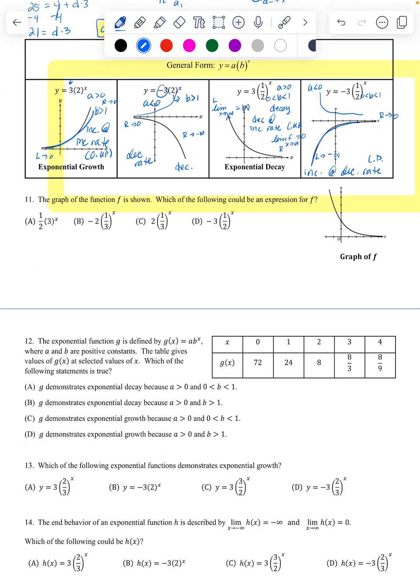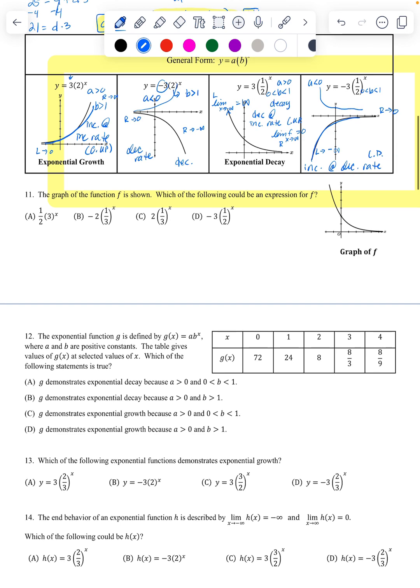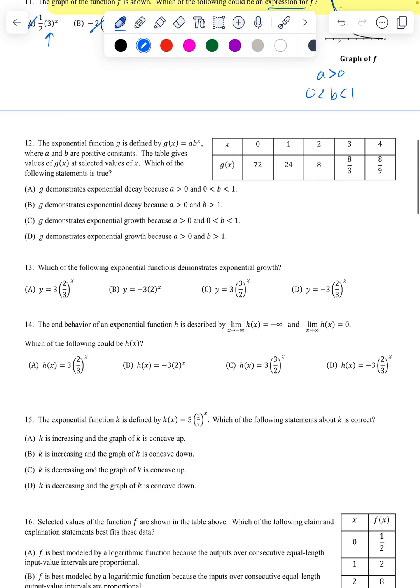Here we have a multiple choice. The graph of f is shown, which could be an expression for f? First of all, this is above the x-axis, so I need a to be positive, so I can rule out these two options. And it is decreasing from left to right, so b has to be between 1 and 0. Here my choice is 1/3, and here my choice is 3. So I have to go with C on this one. It's the only one that would meet the criteria.